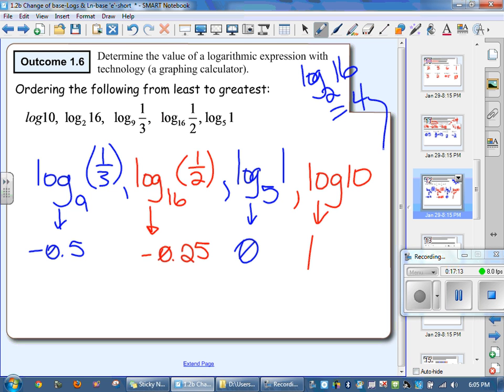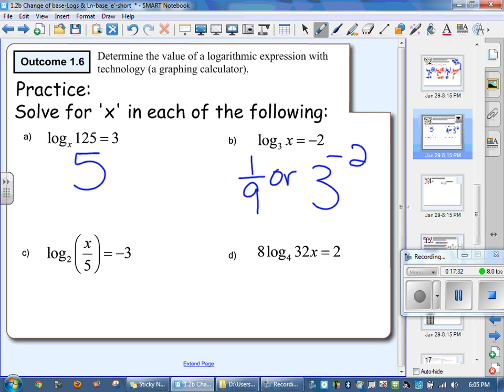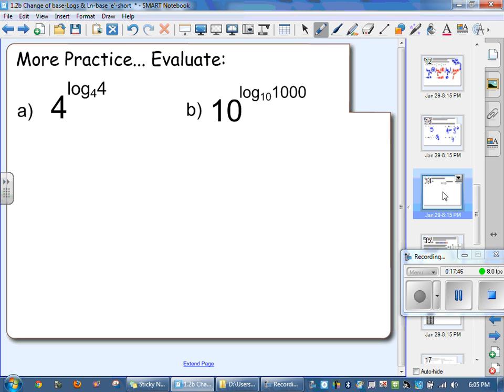Moving on to the next practice section. A is going to give you an answer of 5. B is going to give you an answer of 1/9, or 3 to the negative 2. C is going to give me an answer of 5 over 8. D is going to give an answer of 4. On this one, this guy gives us an answer of 4. This one gives us an answer of 10 cubed, which is 1,000.